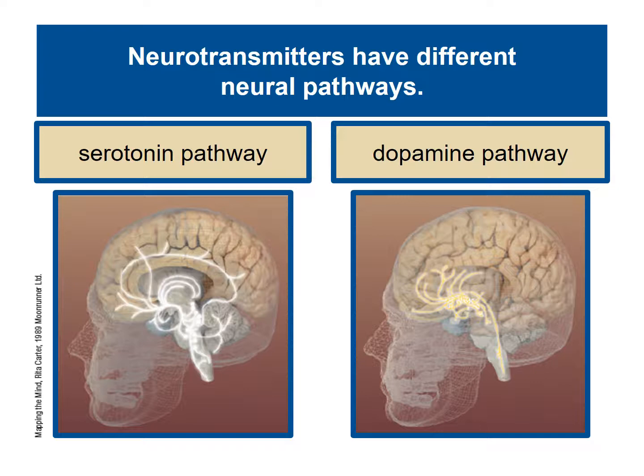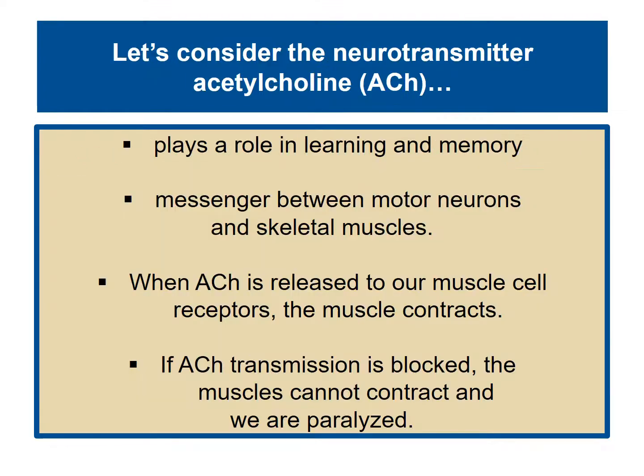So neurotransmitters have different neural pathways. They can take a serotonin pathway or a dopamine pathway. So we're going to look at the neurotransmitter acetylcholine, which is ACH, plays a role in learning and memory, is a messenger between neurons and skeletal muscles. And when ACH is released to our muscle cell receptors, the muscle contracts. If ACH transmission is blocked, the muscles can't contract and we're paralyzed.